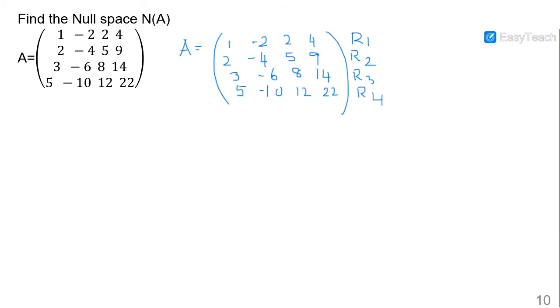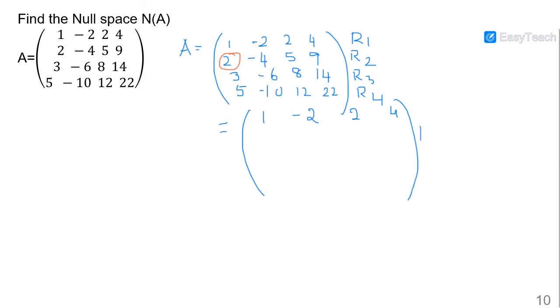We'll reduce this matrix A to the echelon form. We'll retain the first row, 1, minus 2, 2, 4. We'll do the manipulation in the second row such that this element becomes 0.